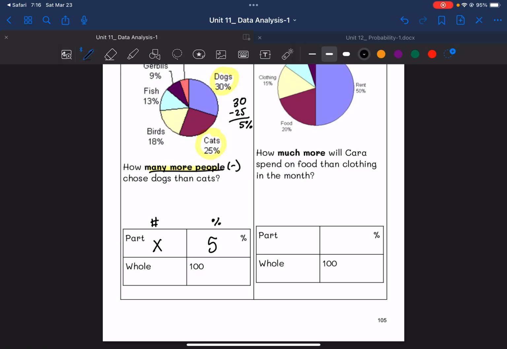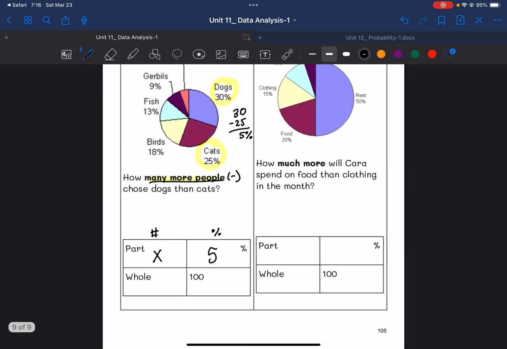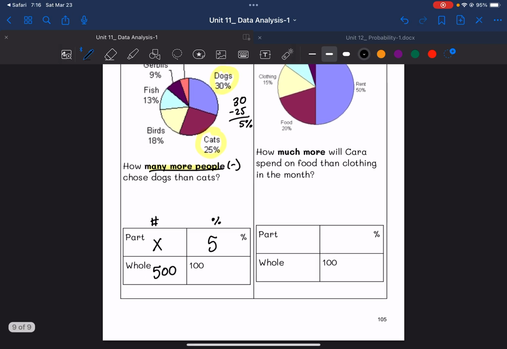The whole is going to be how many people were surveyed. And up here, remember, we said that there was 500 people that were surveyed. So 500 goes right here, okay? Now, there's two ways that you can solve this. You can either do this by doing a cross multiplication.